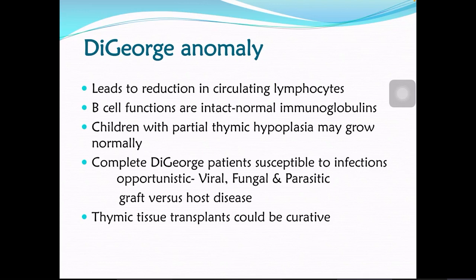But the ones who have complete DiGeorge are susceptible to similar infections as in T-cell disorders, viral, fungal, and parasitic, and they can also sometimes develop graft versus host disease. So the definitive treatment would be to think about a thymic tissue transplant for them.